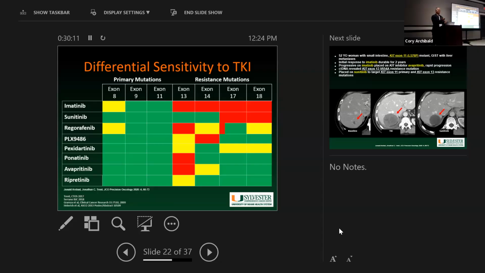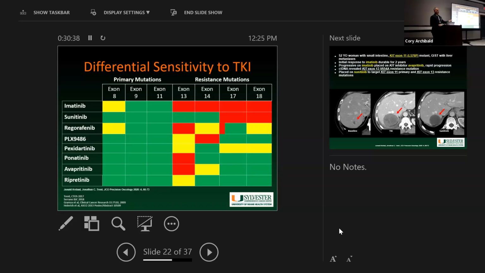The paradigm prior to this understanding was that you put patients on a drug based on the order of the clinical trial that was performed. It doesn't make a lot of sense. There's no logic behind that. It's just that the sunitinib trial was done in patients with imatinib resistance. The regorafenib trial was done with patients with imatinib and sunitinib resistance, et cetera.